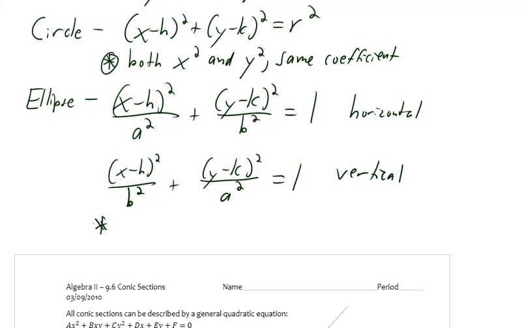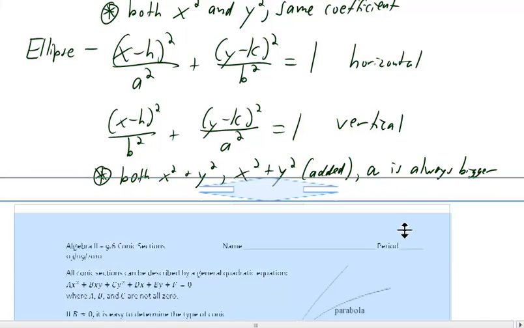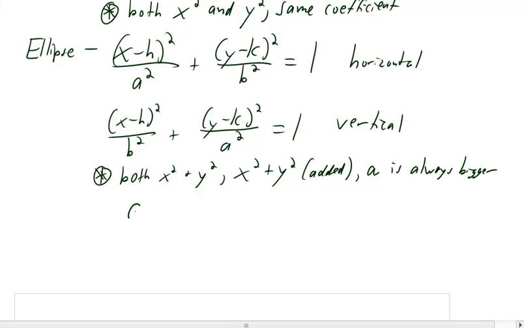Some things to note about this is that we still have both x squared and y squared. They're being added. And you know whether it's horizontal or vertical because a is always bigger. Finally, our relationship between a, b, and c was that a squared is equal to b squared plus c squared, because a was the bigger one.